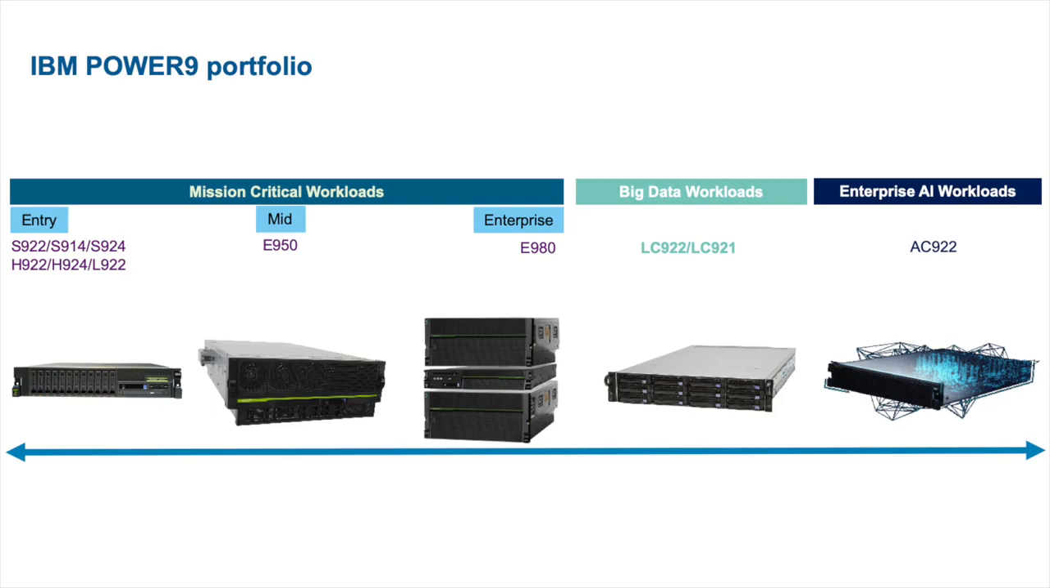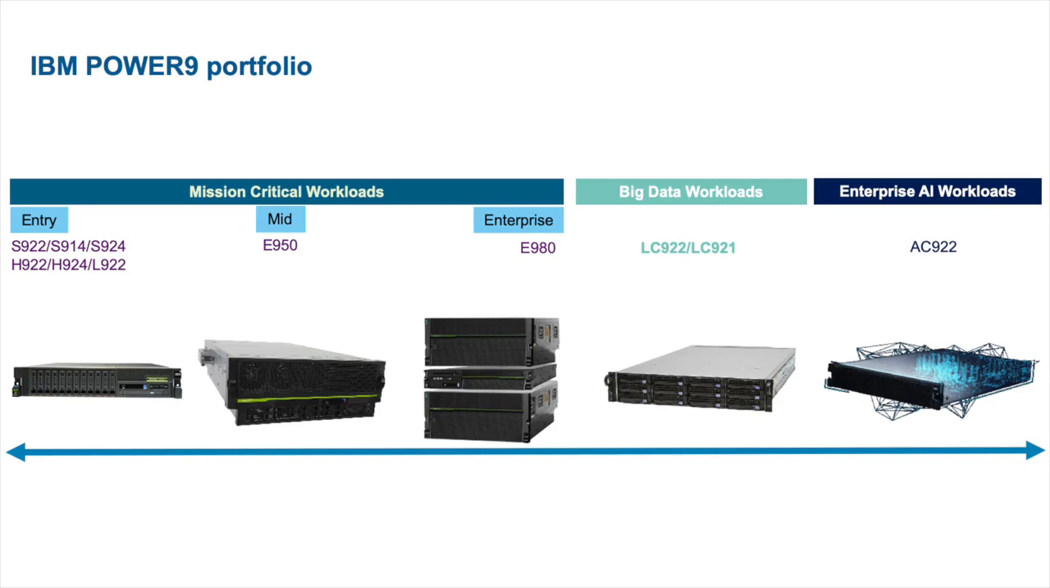Then we have the big data workloads category. The LC line of servers can crush through large volumes of data. So, for example, Hadoop and Spark workloads running on Power Systems. These servers bring the compute density and the storage capacity to satisfy even the most demanding big data workloads.